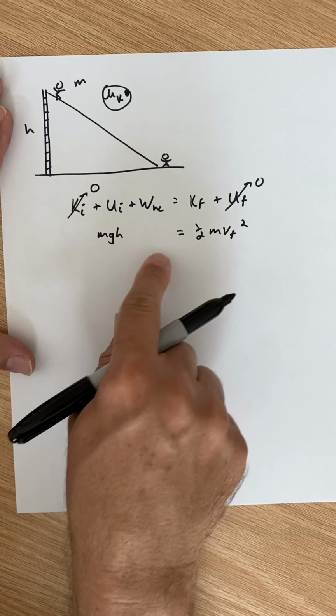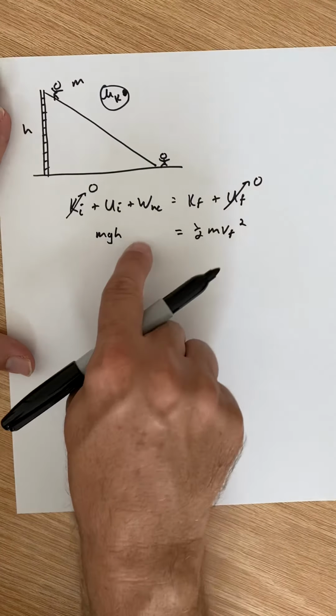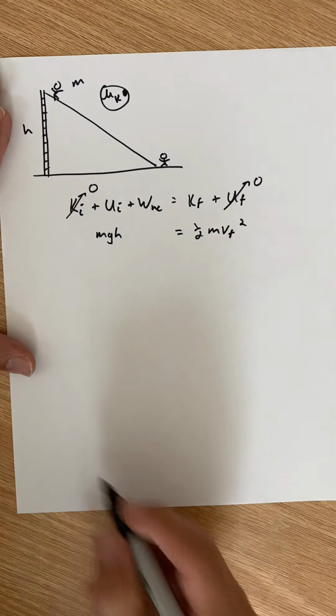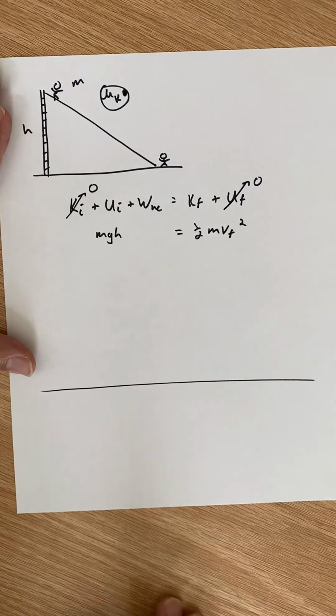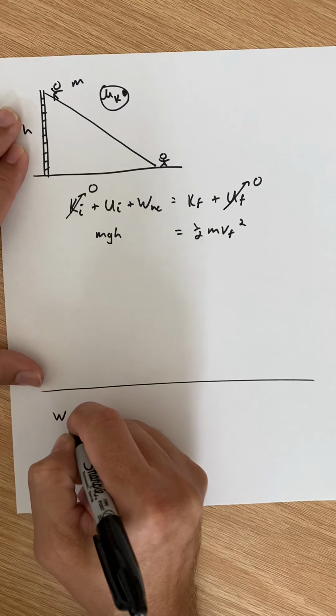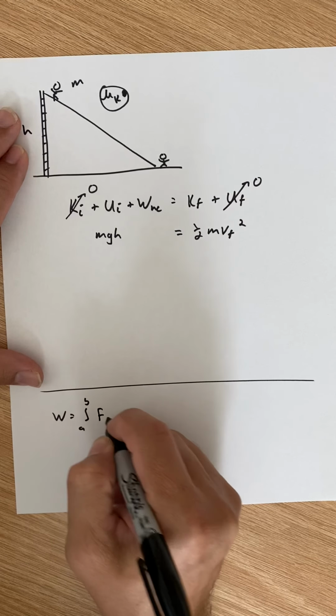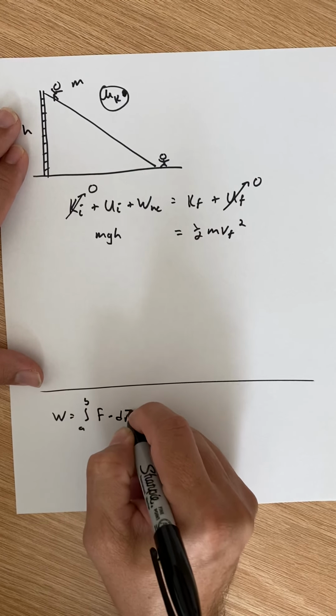My strategy here is I'm going to go off to the side and figure out what that work due to non-conservative forces is and then come put it back. So let me go down here to the bottom of my page and do some side work, or bottom work as the case may be. I know that work is equal to the integral from a to b of F dot dr.